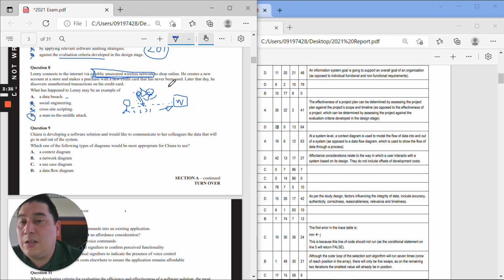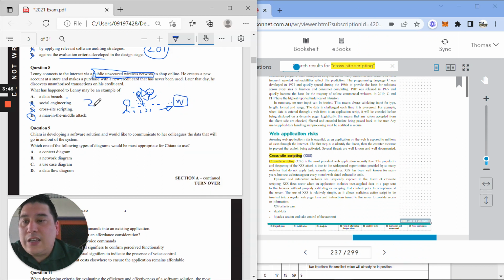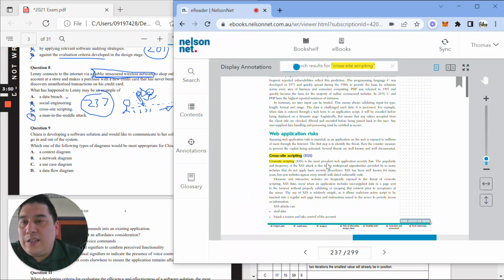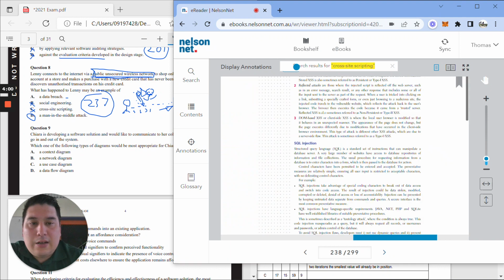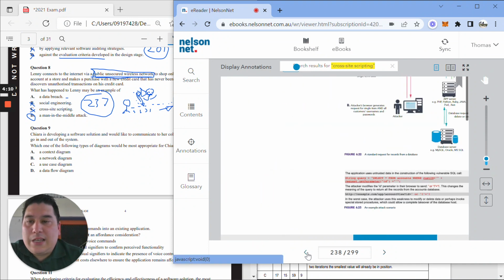He wasn't using HTTPS. He was using regular HTTP by the looks of it. More information can be found on page 237. But it's a very wide open scope, this cybersecurity stuff. Here is some of the stuff here. Web application risks. There's cross-site scripting, a bit of a spiel about that, and then it goes on. SQL injection. I suggest that you are aware of how that works. There's some diagrams and stuff. Anyway, starting from page 237.